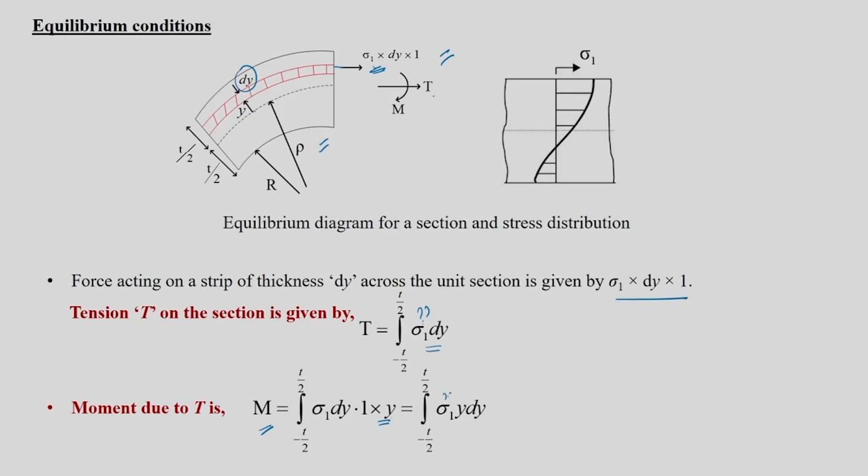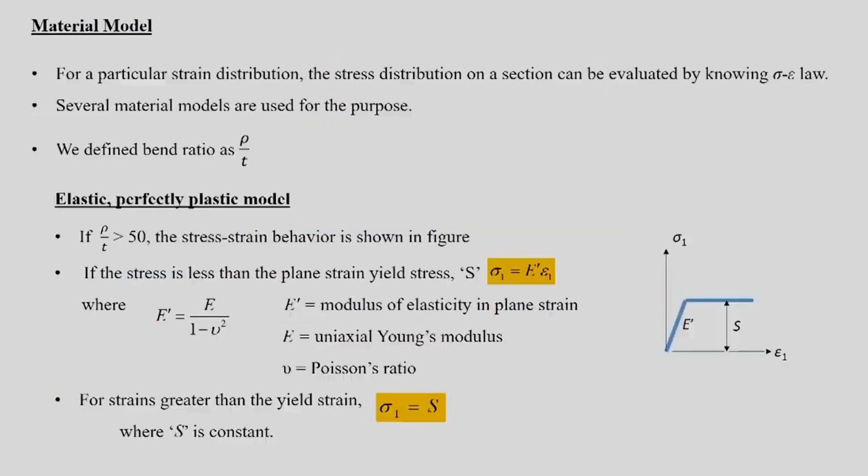So, if we know sigma 1, then we can find out the tension and moment at this particular section when you bend a sheet. So, now how do you get the sigma? It depends on the material models that we are going to choose. That is what the next one is. We are going to assume some material model which relates sigma to epsilon. One thing which you have already seen is the power law, that will be part of it. Other than that, there are a few other models one can assume.